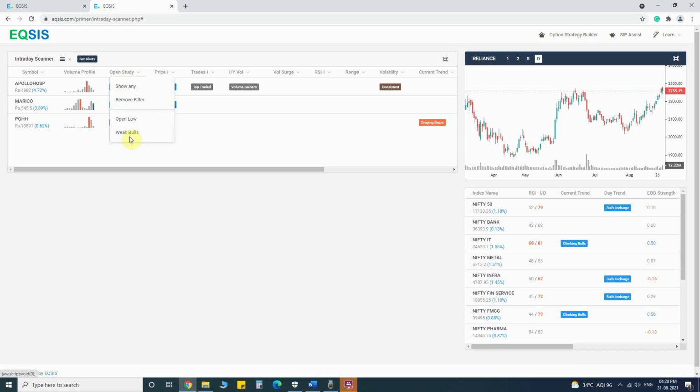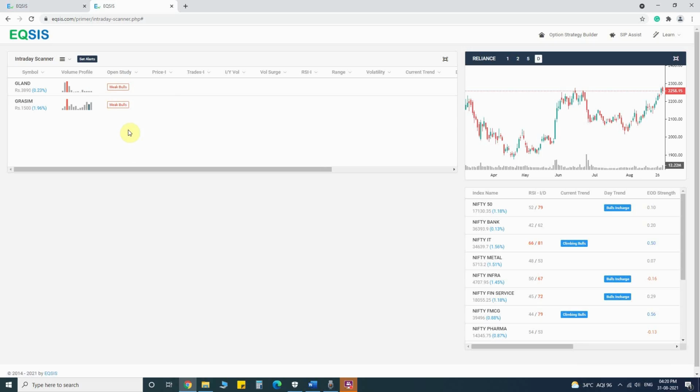Then what does it mean by open weak bulls? Weak bulls is probably like the stock has opened on a gap up, but is unable to sustain, rather the gap got filled. So that shows there is a weak bull because the selling is coming up after the gap up. So, unsustainable bulls.